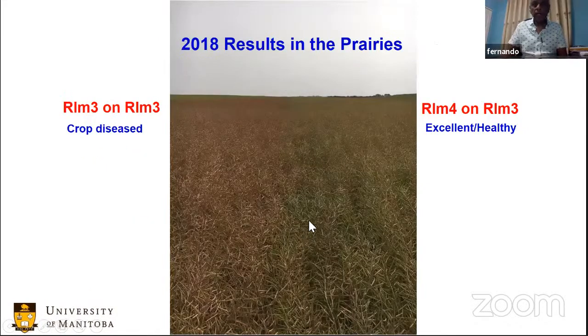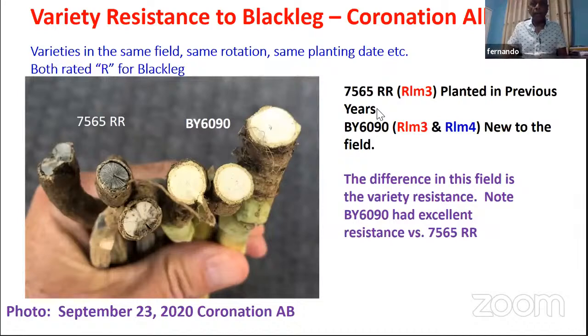So here's an experiment that we did in the field just to show what I had earlier shown in the Australian situation. Here, RLM3 on RLM3. The RLM3 is the most predominant in Canada. And you can see that the crop is completely diseased, premature maturing. The same field, if you have RLM3 stubble, but now you grow RLM4, you get a fantastic crop. So this is a clear indication that by understanding the genes, you can manipulate so that the pathogen is not in a position to cause disease.